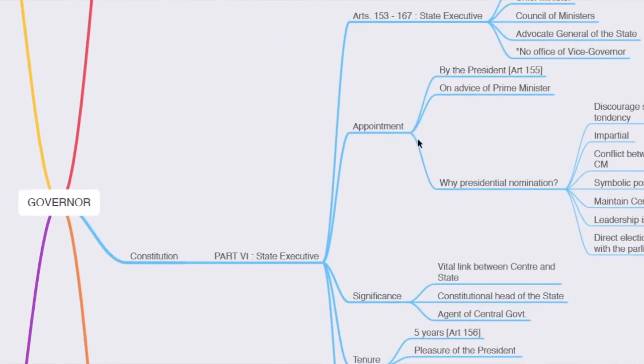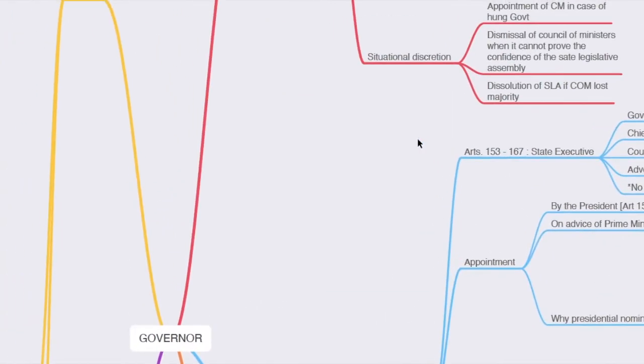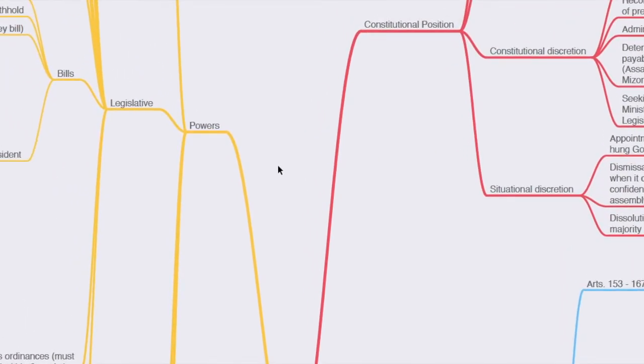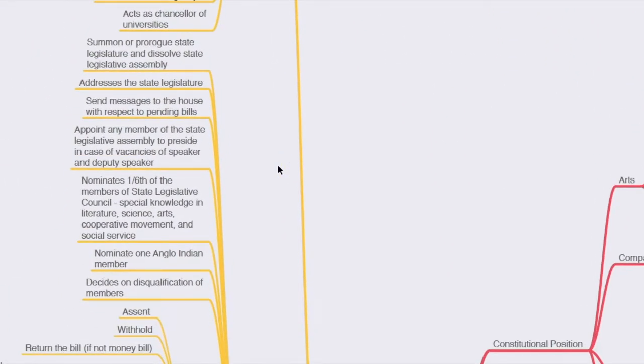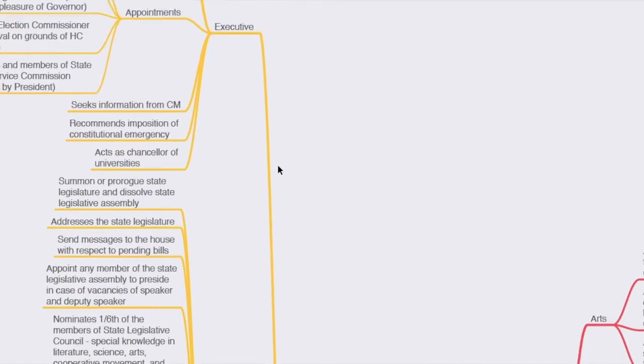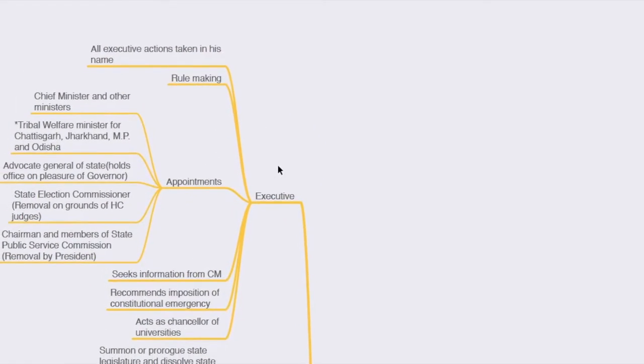Now let's see what we'll see first. We will see the governor's powers. So the powers of governor can be divided into executive, legislative, financial and judicial. First we go to the executive. So all executive actions are taken in his name.